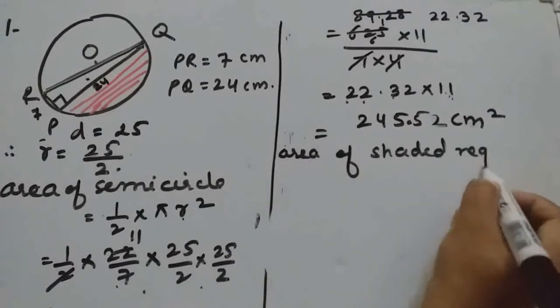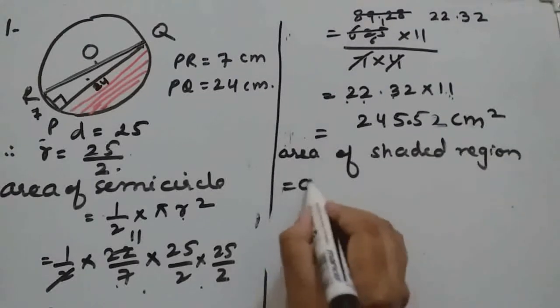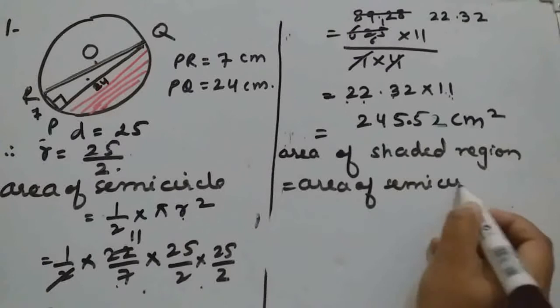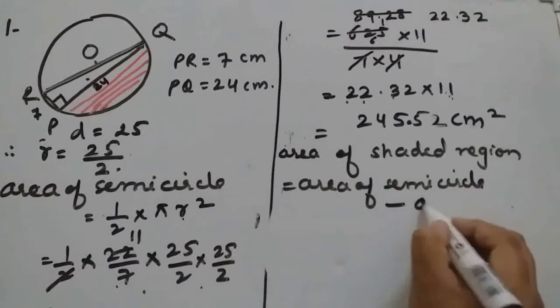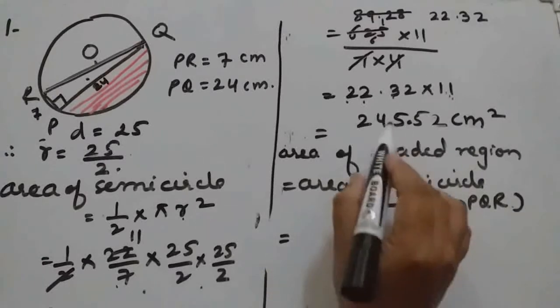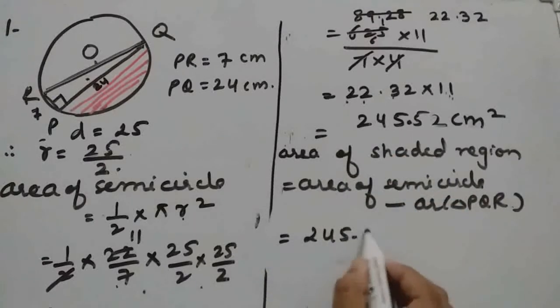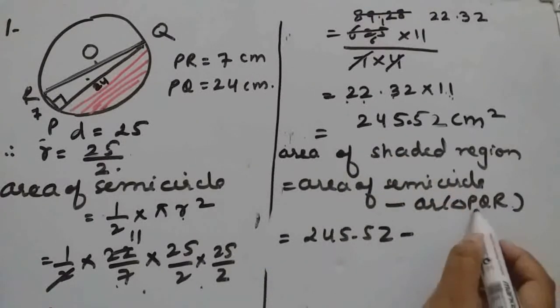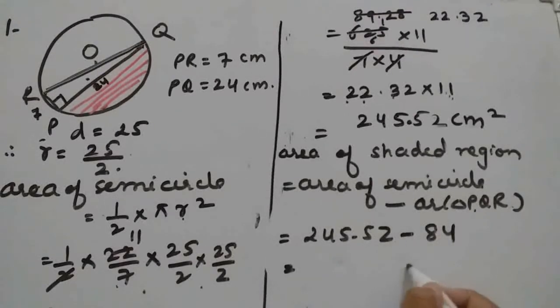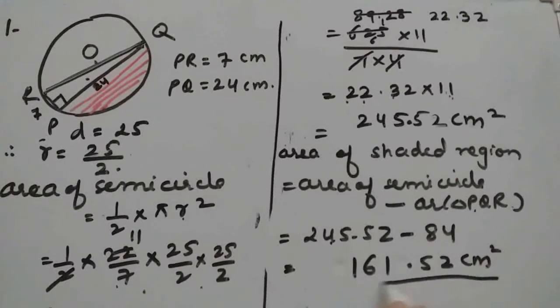So now the area of the shaded region will be what? Area of the semicircle minus area of triangle PQR. So semicircle means this area, and triangle PQR we got as 84. So the final answer we can get here is 161.52 centimeter square.